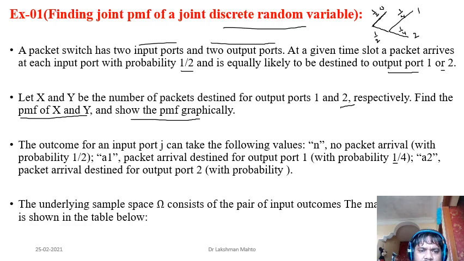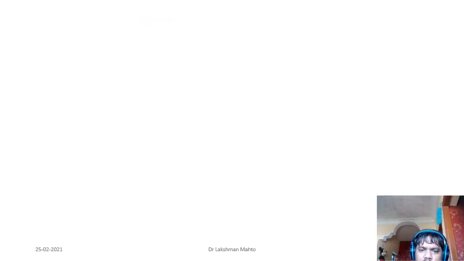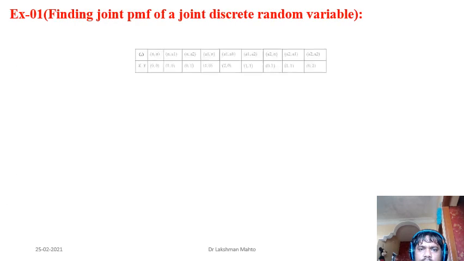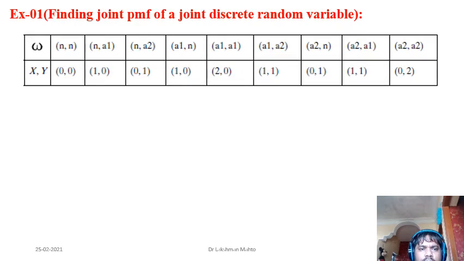Now we just have to underline the sample space, which consists of the pairs of input outcomes, the mapping of all these outputs, and the corresponding values, which I have already put in this table. Suppose there is no output for both random variables x and y. That is only one case, no output, which means 0 0: x is taking value 0 and y is taking value 0.